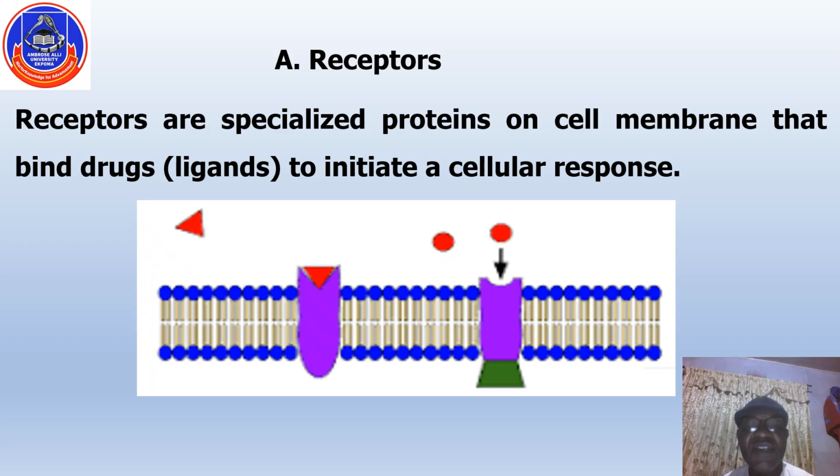You can see from the picture here, this is a ligand, while this is a receptor. This is a cell membrane. The ligand fits into the receptor, you can see the shape of the second one. Of course, it will fit into it perfectly to initiate cellular response by sending biological signals.